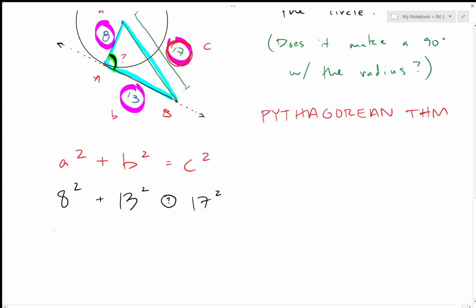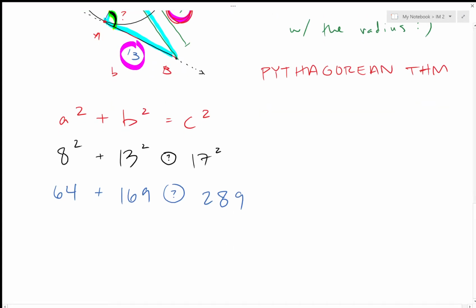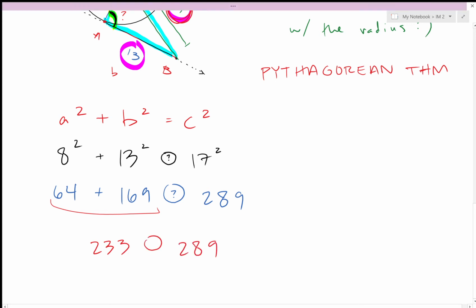So let's work out the math here. 8 squared is 64. 13 squared is 169. Still don't know yet. And 17 squared is 289. Yep. All right, we're going to go ahead and add these two together. 64 and 169 comes out to 233. We've got 289 over here, and well, look at that. Are those two numbers equal? No, they are not. So they're not equal.